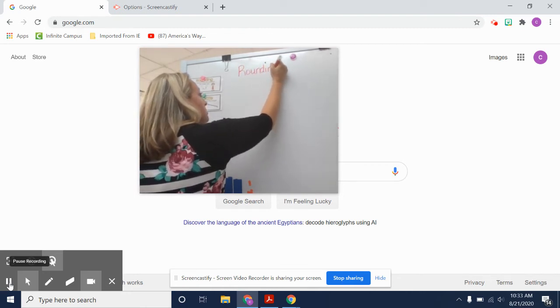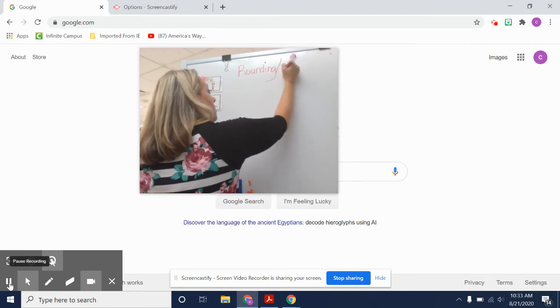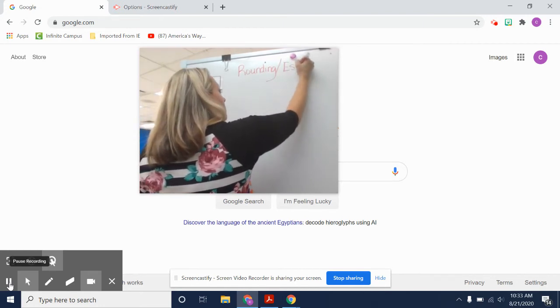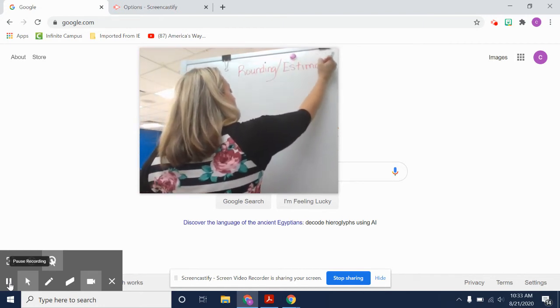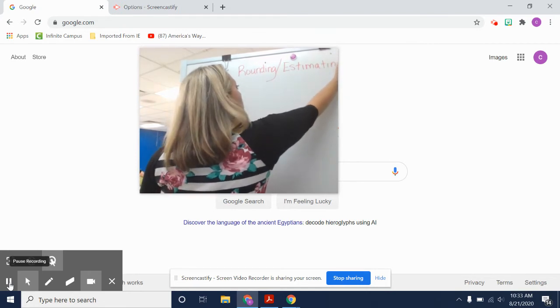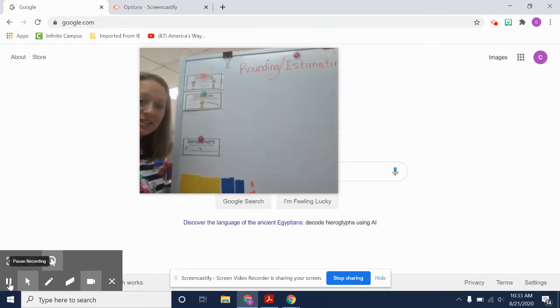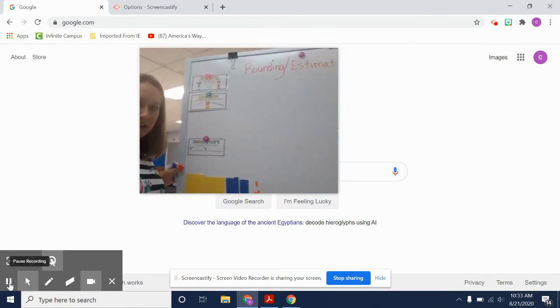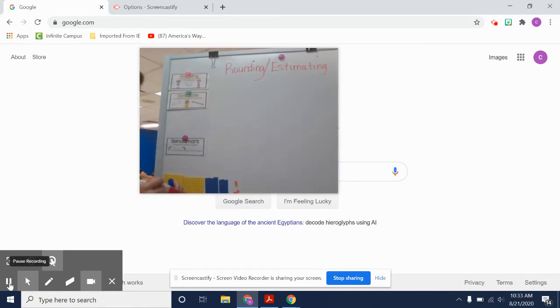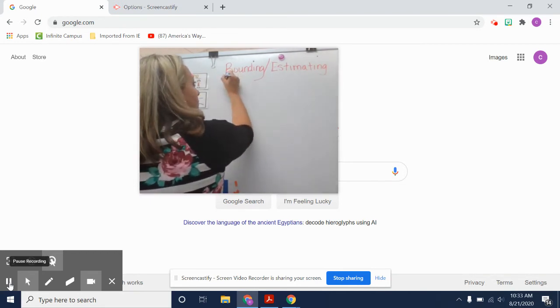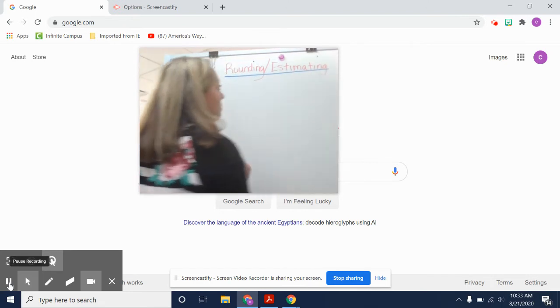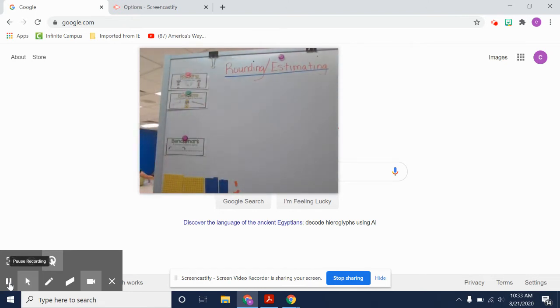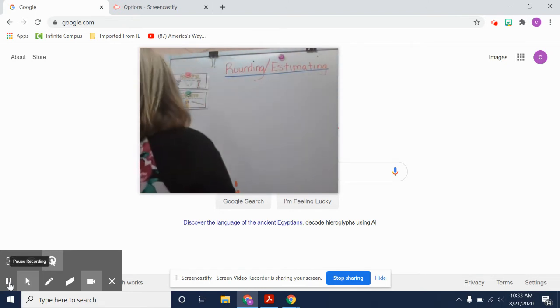And I want you to put a little slash, estimating. Something that some kids get confused about when they're taking a test, it'll ask them to estimate something. And they're like, well, I've never estimated anything before. Rounding and estimating are the same thing. They're two words that mean the same. So don't let that word confuse you. It's the same thing. Okay.